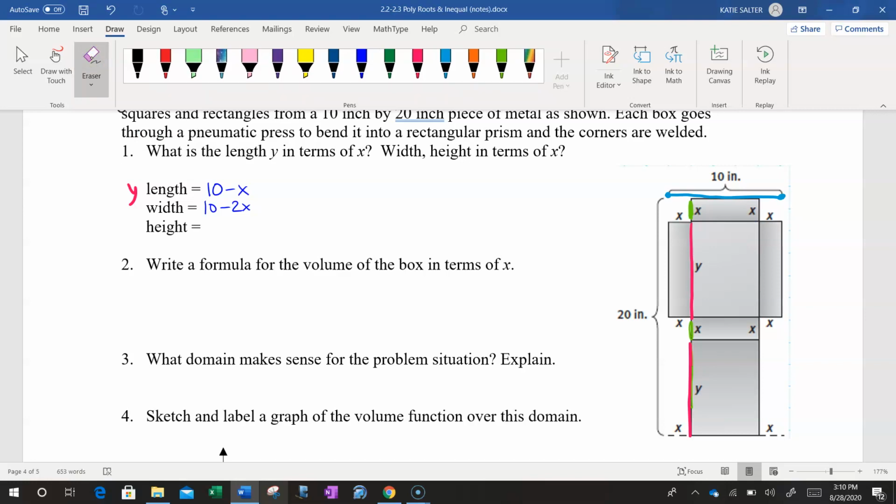So then what you have to think about is when you fold this box up and fold it over, how high is that box going to be? And the height of that box is going to be x.